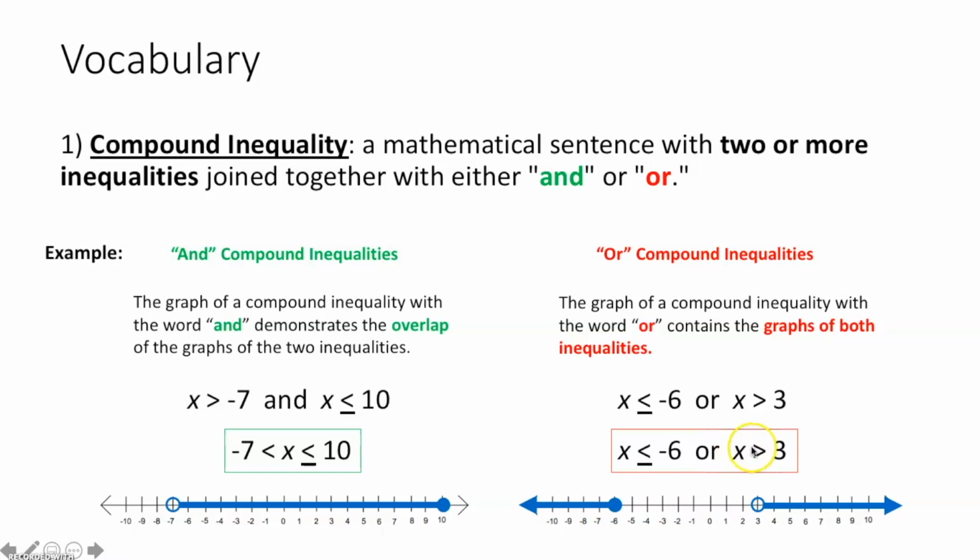Same thing over here. x is greater than 3. Because there's no equal sign under here, I'm going to put an open circle at 3. And I want all x values greater than 3, so I shade to the right. And again, because our variable is on the left, our inequality symbol shows which way we should shade.